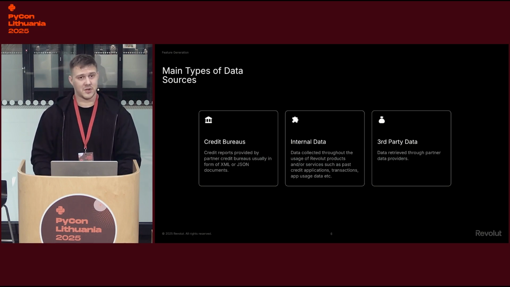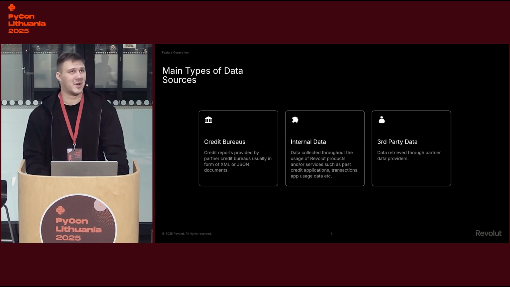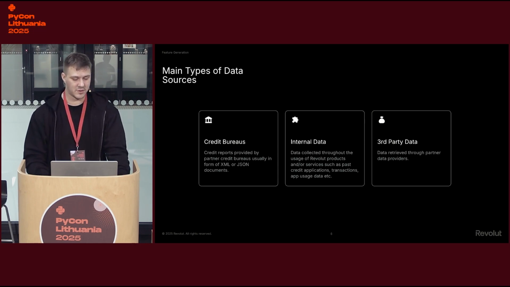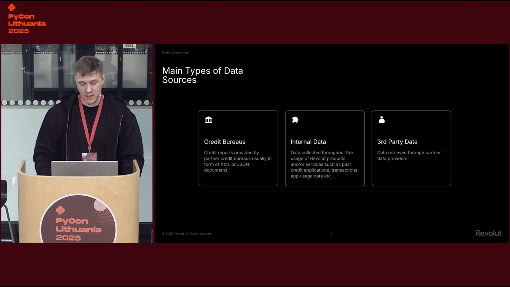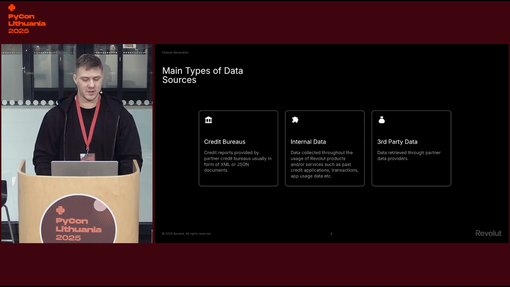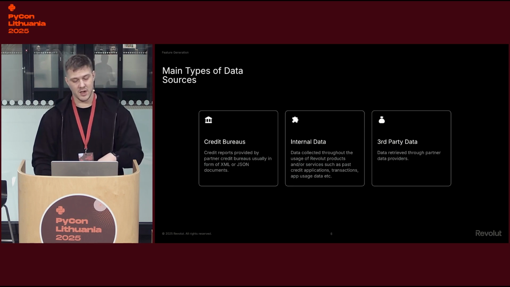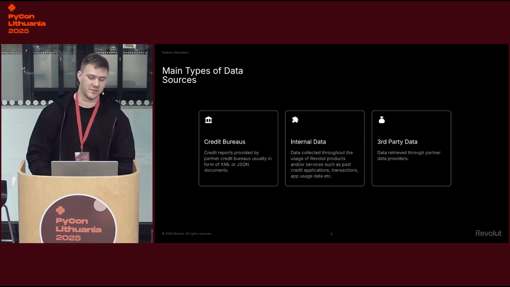Then we have quite a lot of internal data. Probably the biggest data set is in transactions because Revolut is a bank. But we also have the past credit applications data. We have devices or app usage data, which also come in handy. And from those, we can deduce some behavioral features about the user, which sometimes are really predictive of credit risk. And also there's third-party data. We have multiple vendors who provide us with data, which we also use to either build features, or those are pre-built features that we just use for the models.